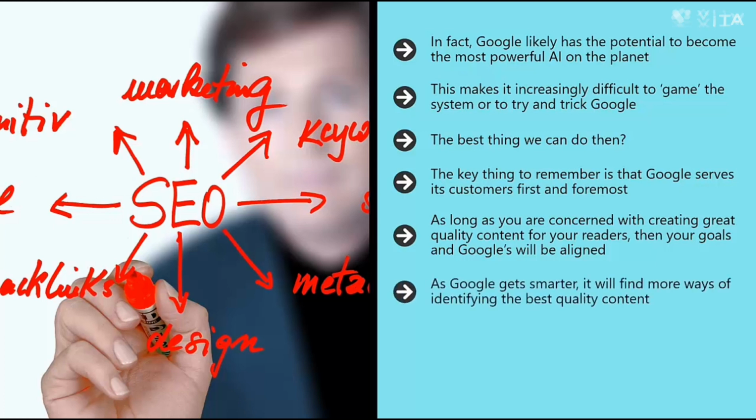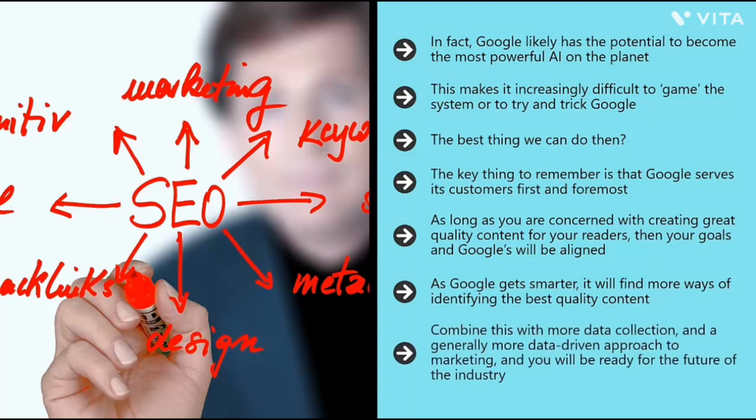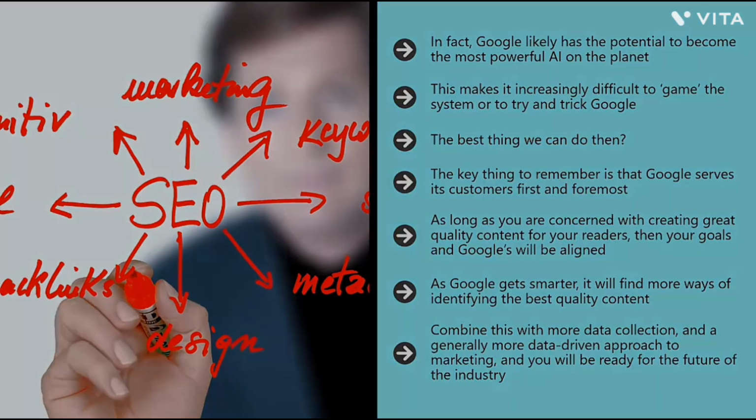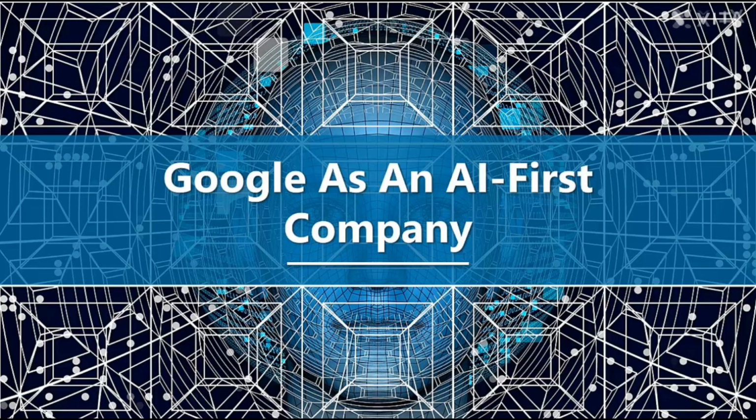As Google gets smarter, it will find more ways of identifying the best quality content. And so, if you're focused on delivering that, Google will find more ways of connecting you with your audience. Combine this with more data collection and a generally more data-driven approach to marketing, and you'll be ready for the future of the industry. Google as an AI-first company.